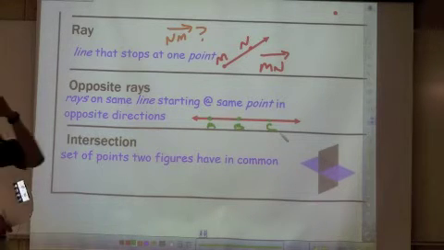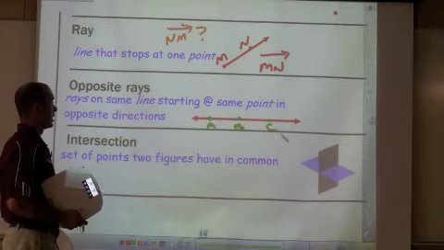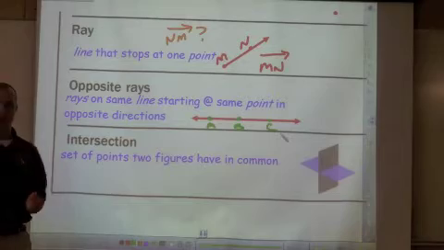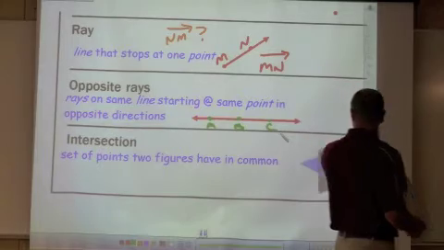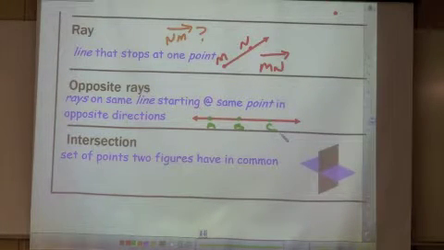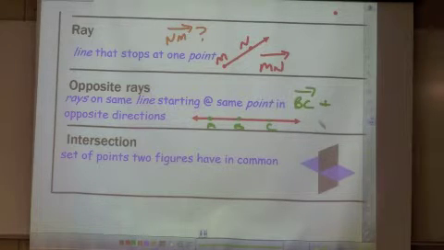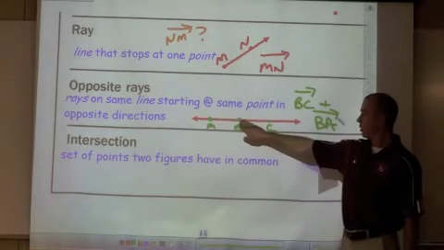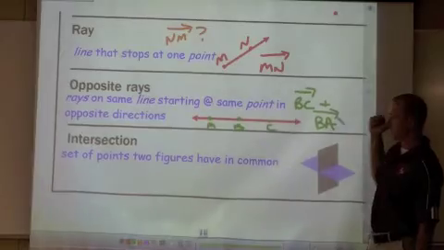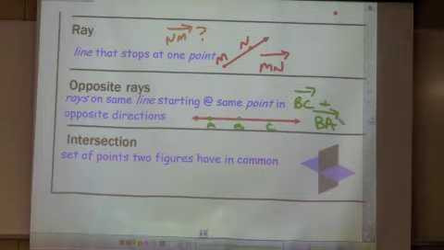Anybody think they could tell me what opposite rays are? Rays that are on the same line, starting at the same point, but they go in opposite directions. What do you think? BC and BA. Yeah. They start at the same point. They both start at B. One goes in the direction of C. The other goes in the exact opposite direction. It goes to A. So, just little vocab terms. I like using pictures sometimes better than defining them.